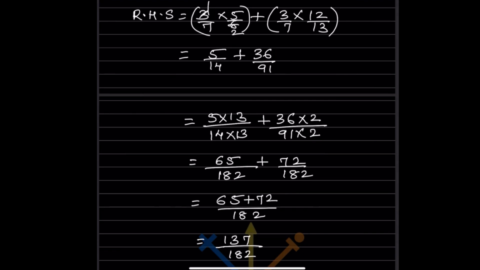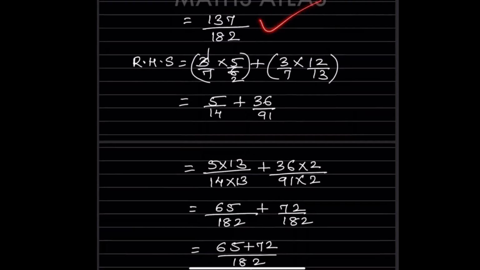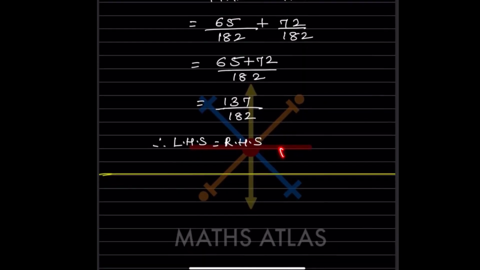So this should be multiplied by 13 and this should be multiplied by 2. That is what is written here. So that is 182 and this is 65, 72. Add the same LCM, 137, the same thing. So now what you can see, this one and this is the same, LHS and RHS. So LHS is equal to RHS.